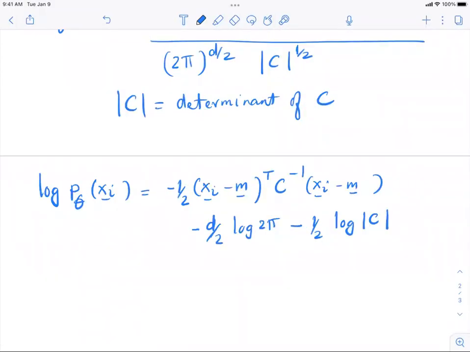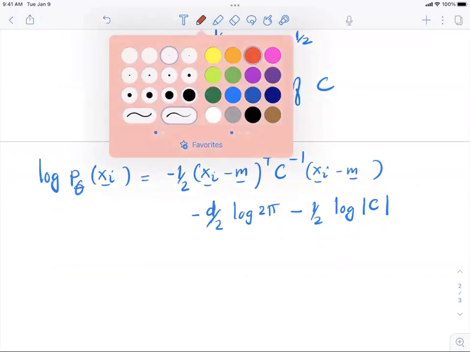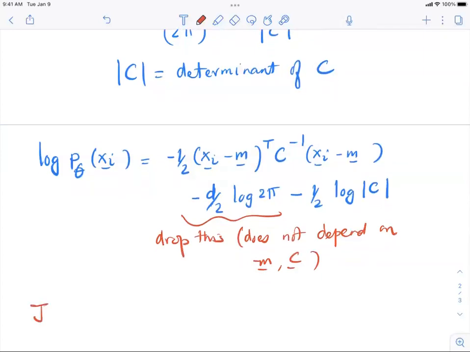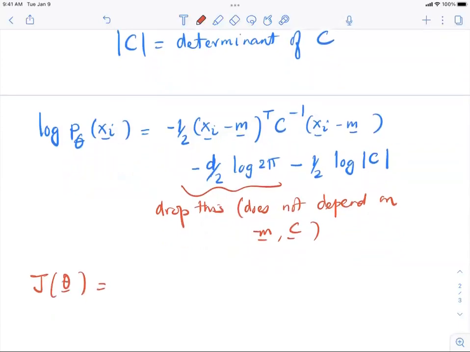So we want to maximize the sum of these terms over m and C given my data points xi. So let me write down the sum. That's the cost function, or the utility function, that we wish to maximize. And I'm going to drop this term since it does not depend on the parameters we wish to estimate. So once I drop this, I get this cost function or utility function J of theta, which is the sum of these terms.